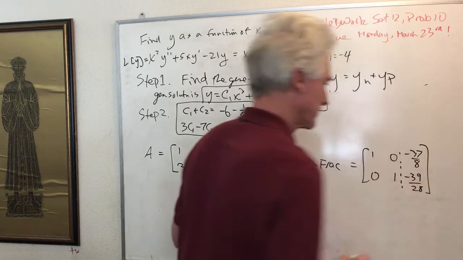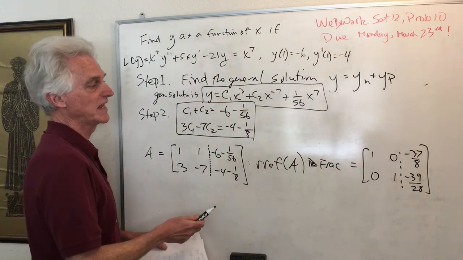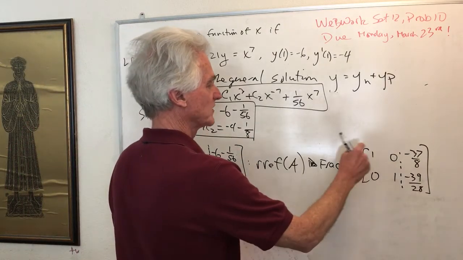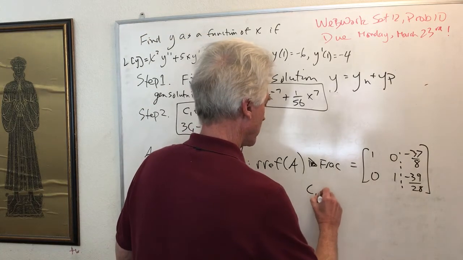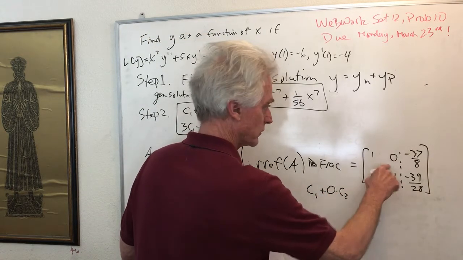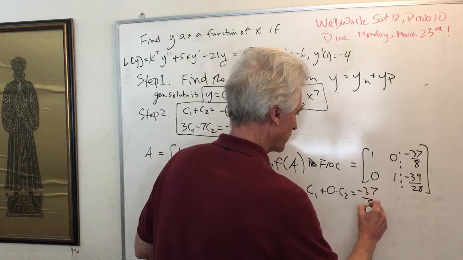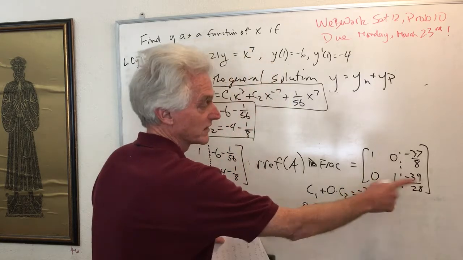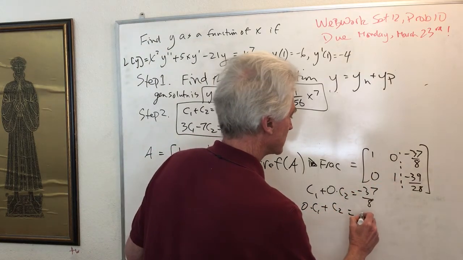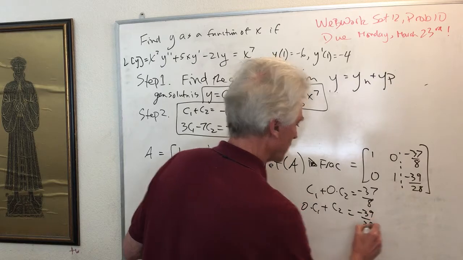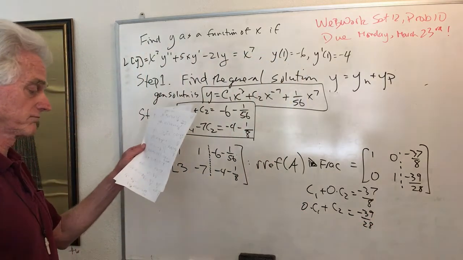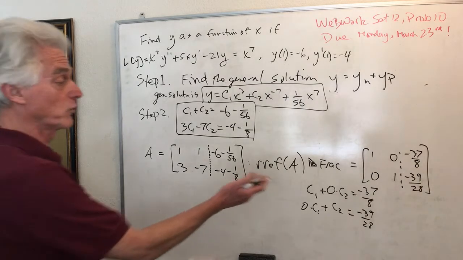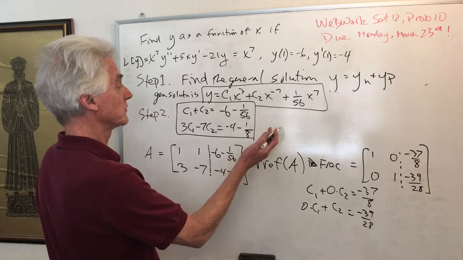over 28. Wow. So what this is really saying is, this system is equivalent to a new system that basically says that C1 plus 0 times C2 is negative 37 over 8. And 0 times C1 plus C2, or 1 times C2, is minus 39 over 28. Okay? Cool. So that means we're ready. That's a lot of work, especially if you did it by hand, but we're ready to do step 3.